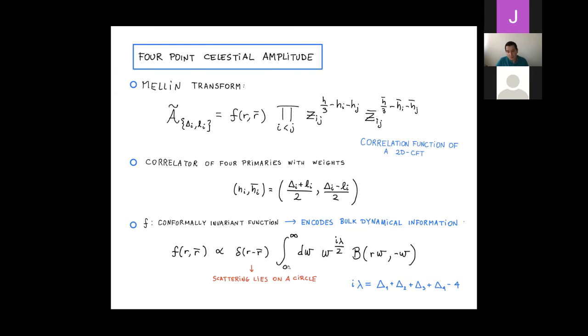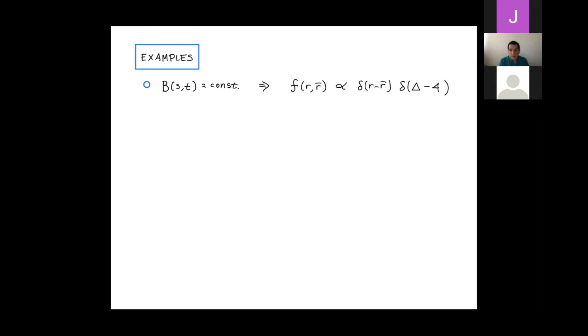This prefactor encodes the dynamical information, because it's the integral over this function B that controls the energy. Also, this function F imposes a delta of R minus R bar, which says that the scattering lies on a circle. Those are the main features of the 4-point amplitude. Some examples: when B is a constant, meaning it doesn't depend on energy, you get F proportional to delta of R minus R bar, and a new delta that tells me that the sum of all the scaling dimensions is equal to 4. Those are examples that appear in gluon amplitudes and in massless QED.